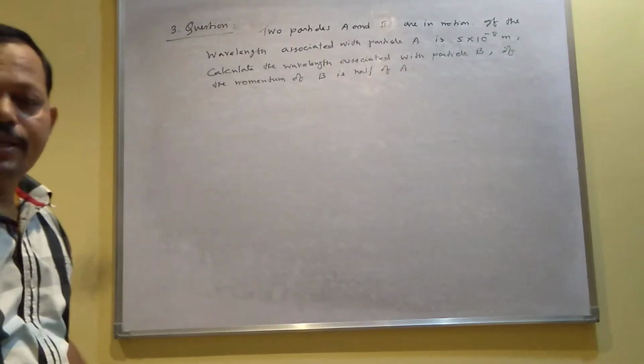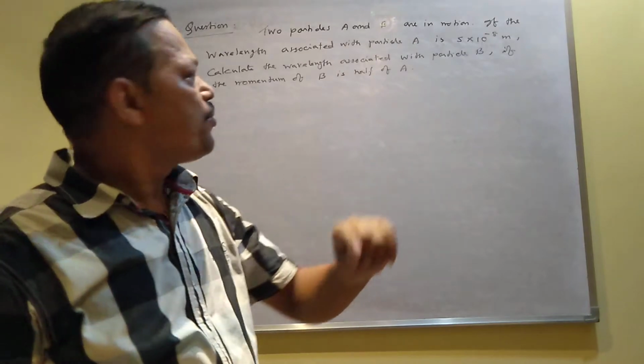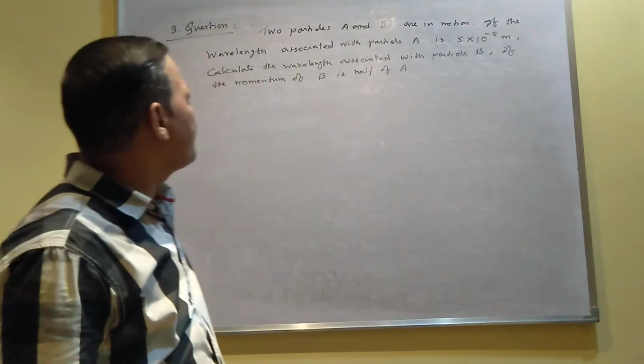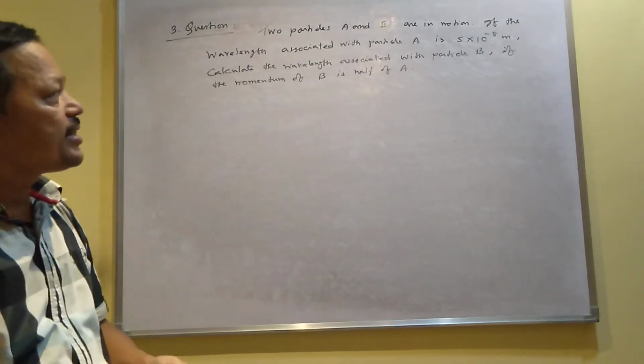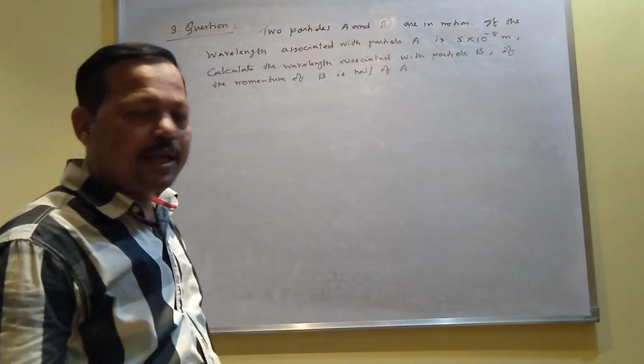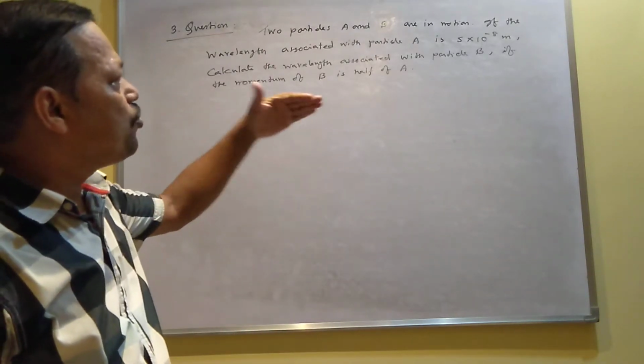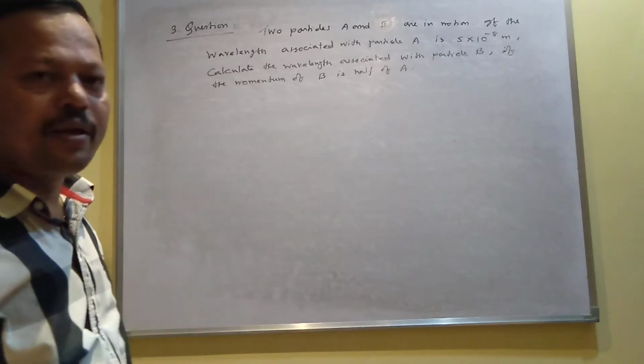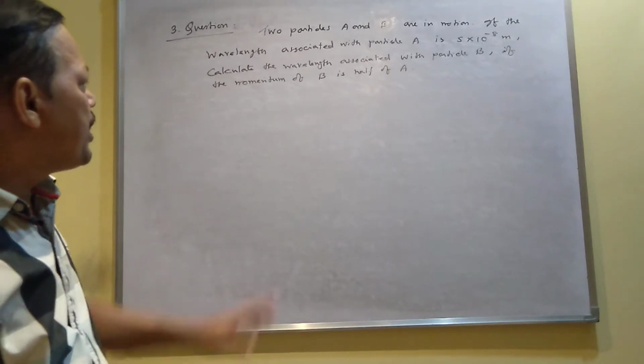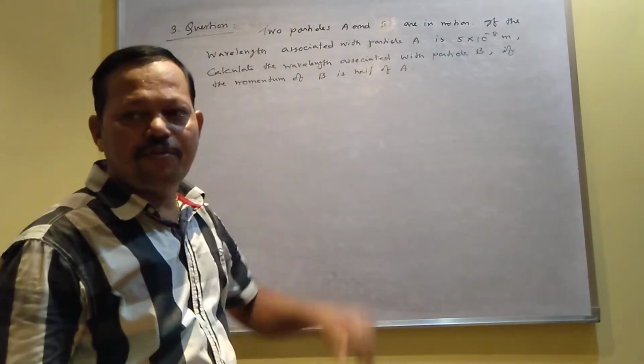So here two particles are given, both the particles are moving. One is particle A, one is particle B. The wavelength of particle A is given as 5 into 10 to the power minus 8 meter, and you have to find out the wavelength of another particle B. The condition given is that the momentum of B is half of A.